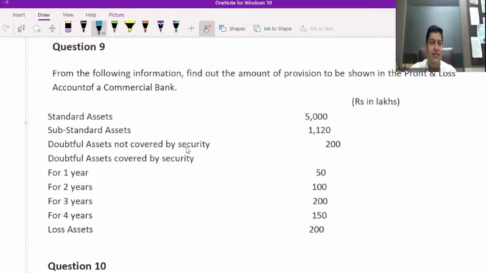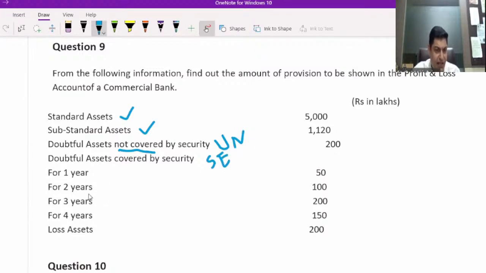Then you are given substandard, then doubtful. What is it? It is not covered by security. It means it is unsecured. Covered by security means it is secured. But here, up to 1 year, 2 years, 3 years, 4 years, and the last is a loss asset.